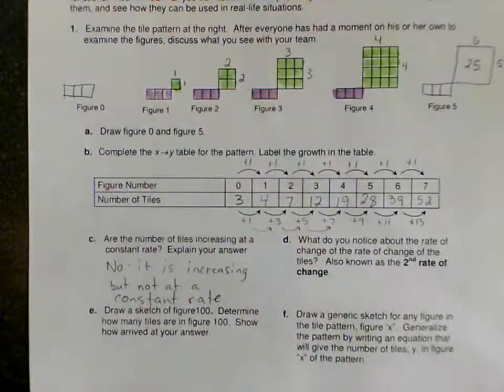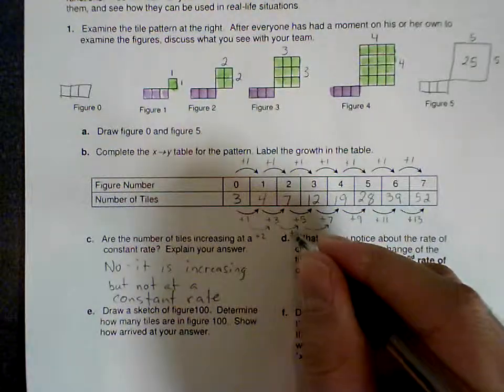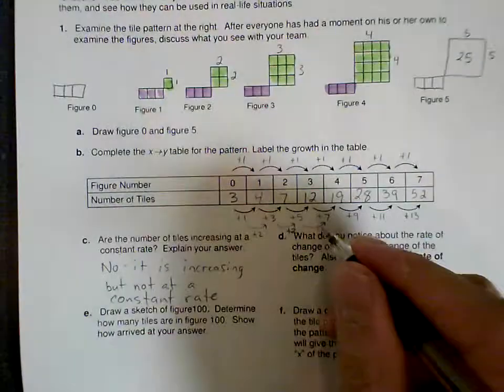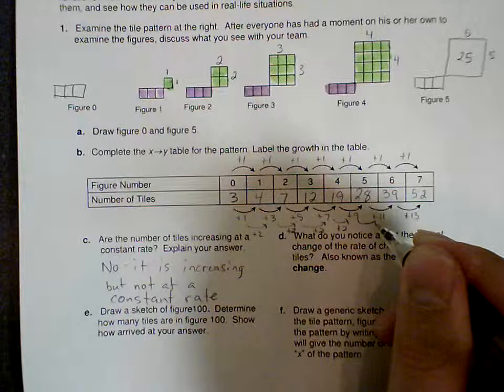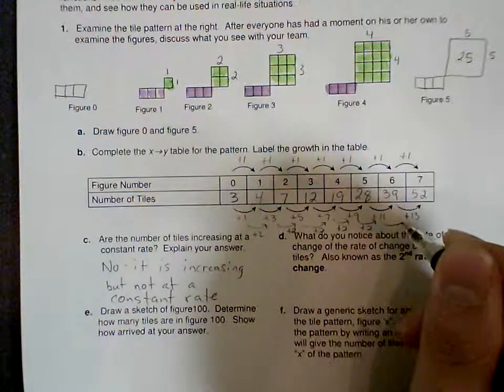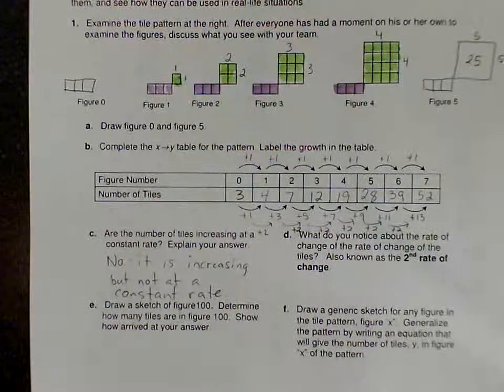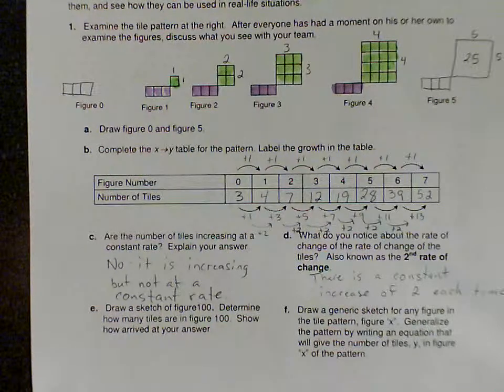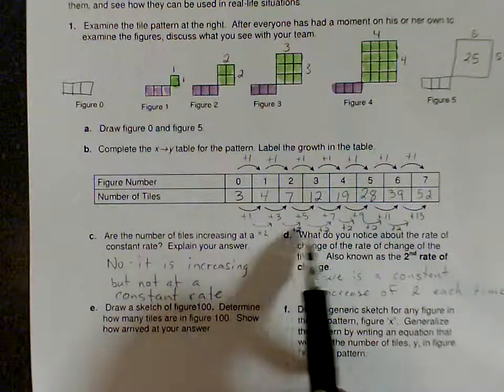So how do I go from 1 to 3? I add 2. How do I go from 3 to 5? I add 2. How do I go from 5 to 7? Add 2. And if you notice, every single time, we're adding 2. So, and once again, we're going to call this the second rate of change. From here on out, we'll call it the second rate of change. So what do we notice about the second rate of change? So there is a constant increase of 2 each time. You notice the second rate of change is increasing by 2 each time.